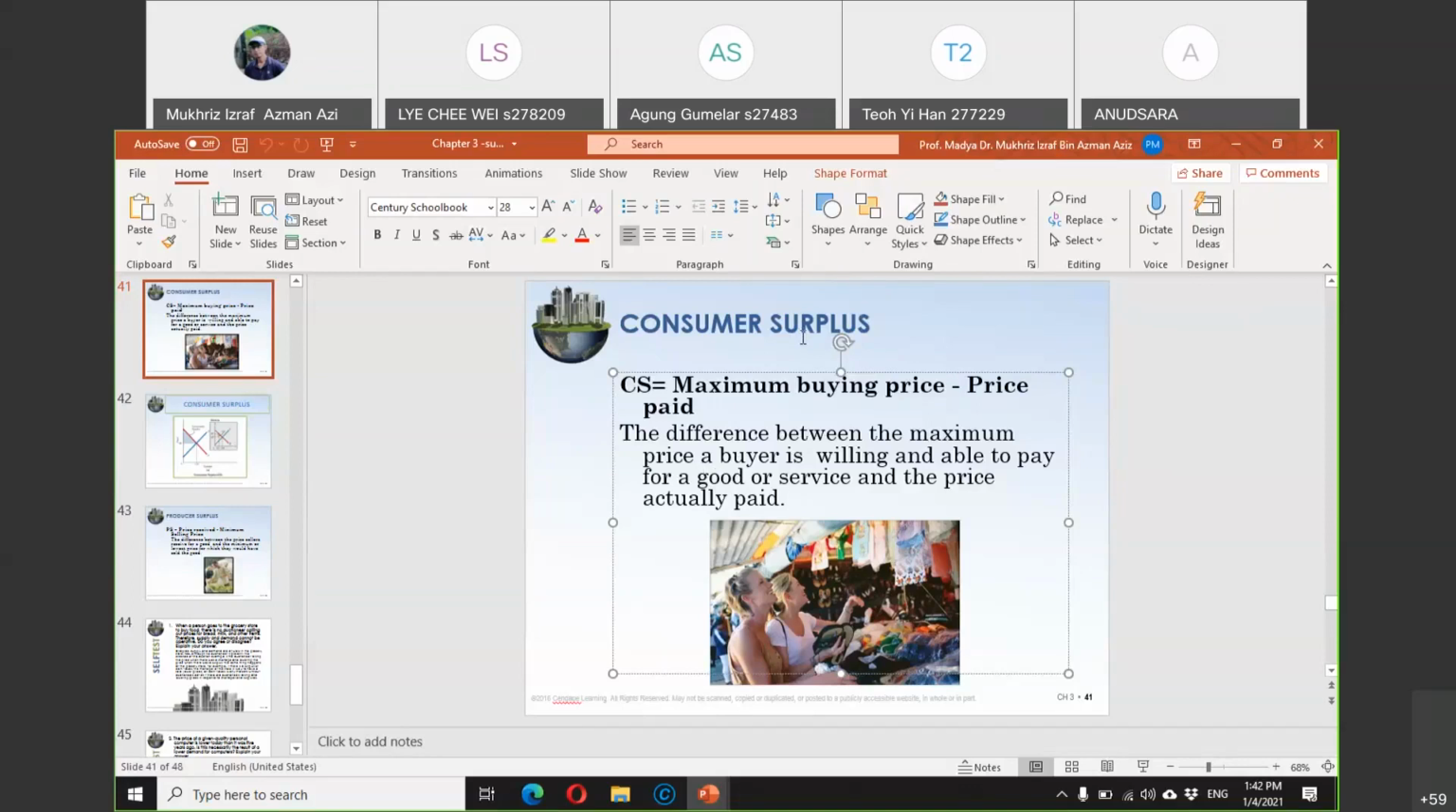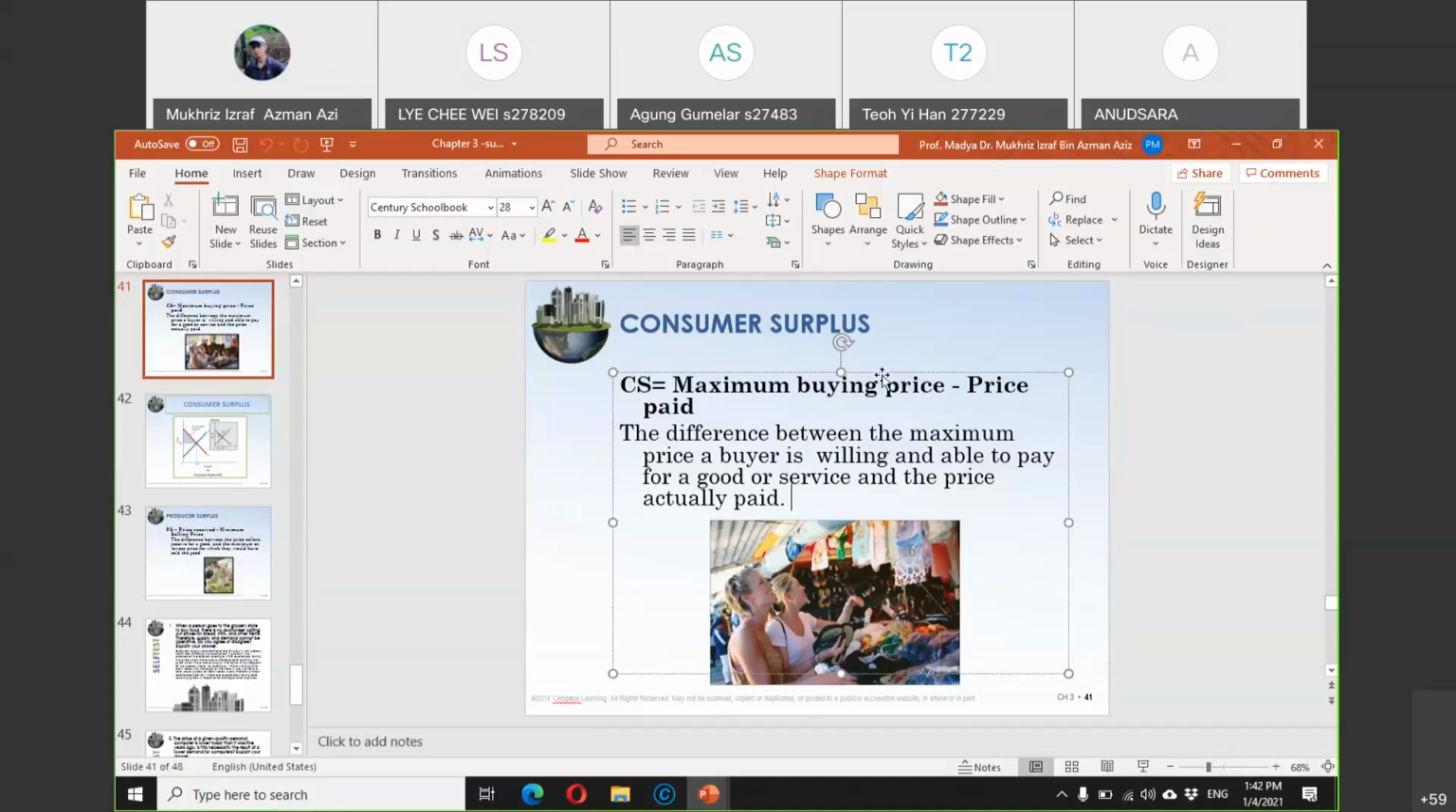So consumer surplus, you can imagine this concept like this: the higher the consumer surplus, the greater the benefit to the customer, because you are willing to pay more, but you actually pay less. So the consumer actually gains, meaning benefits, when you need to pay low.